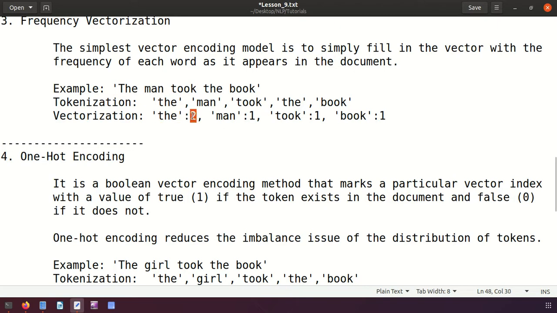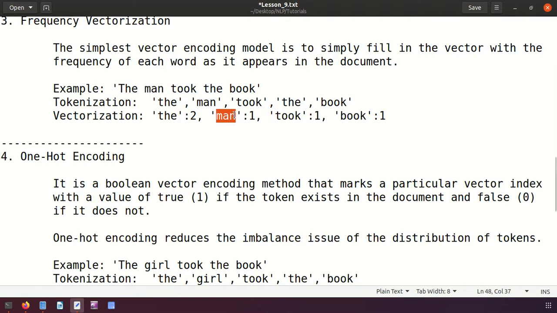So this 2 is the frequency of this word. And the process is called frequency vectorization. 1 is the frequency of this word and 1 is the frequency of this word. And like that, for example, if it is repeated 3 times, we will be having 3 here. If this is repeated 6 times, then you will be having 6 here. So that 6 is nothing but the frequency of the word.